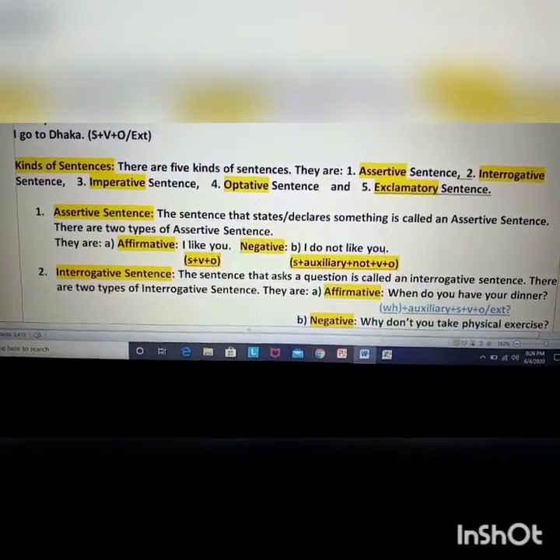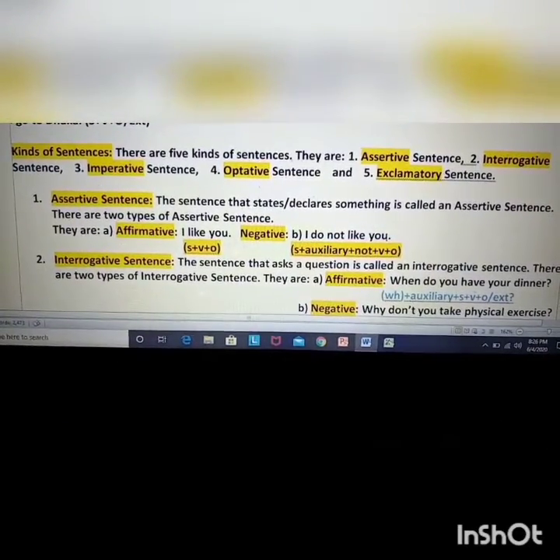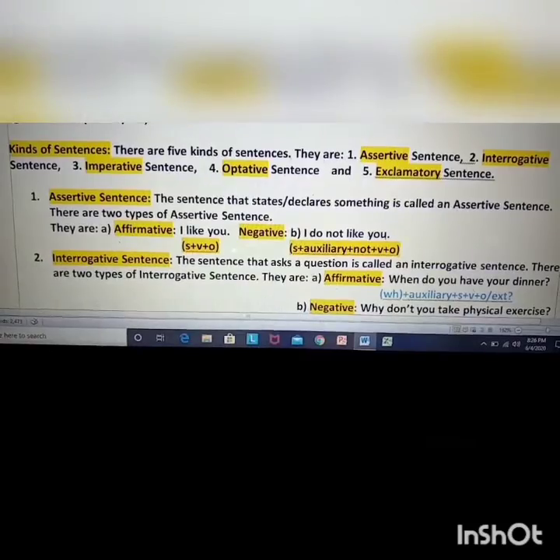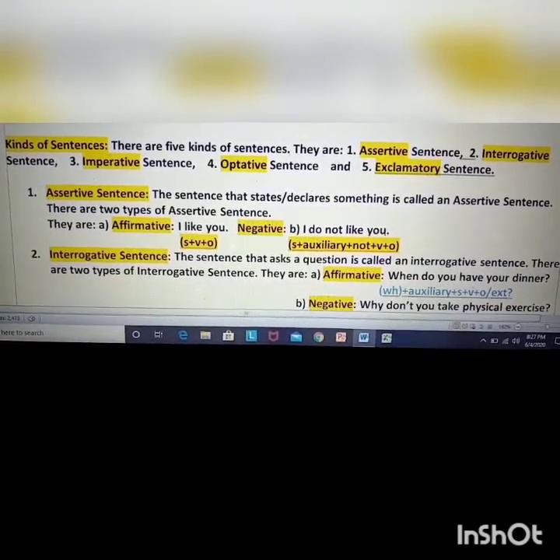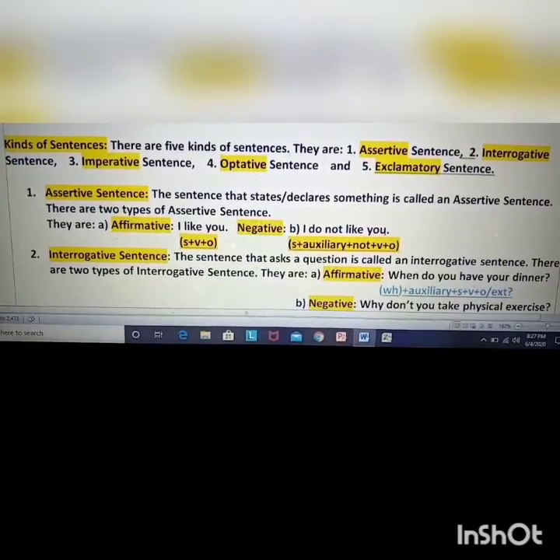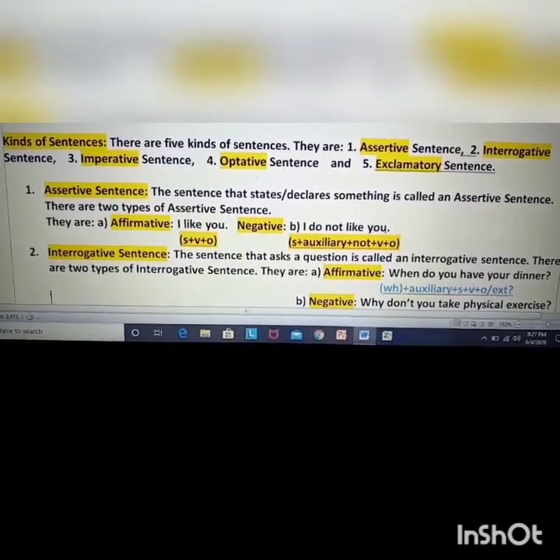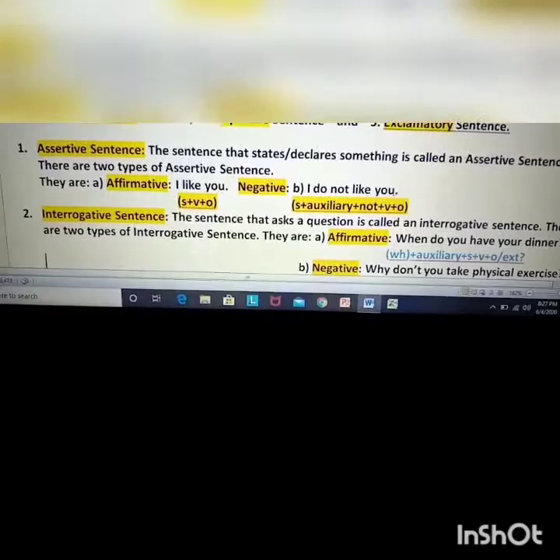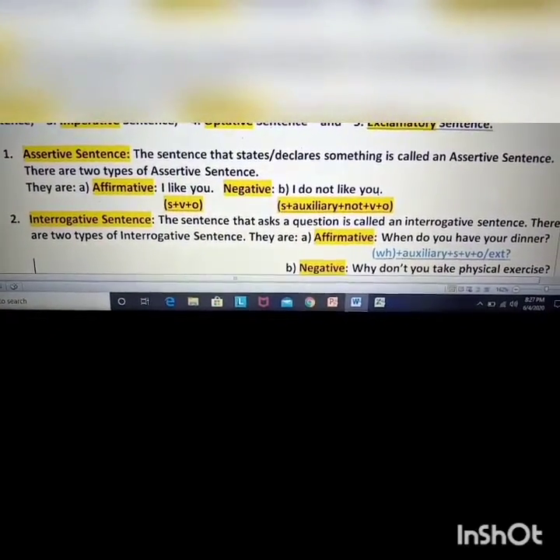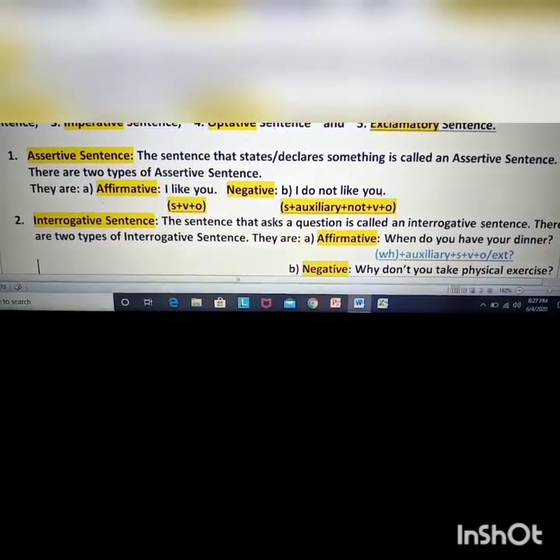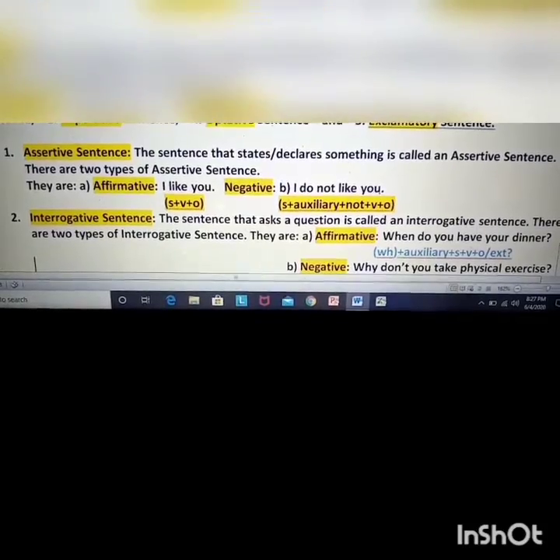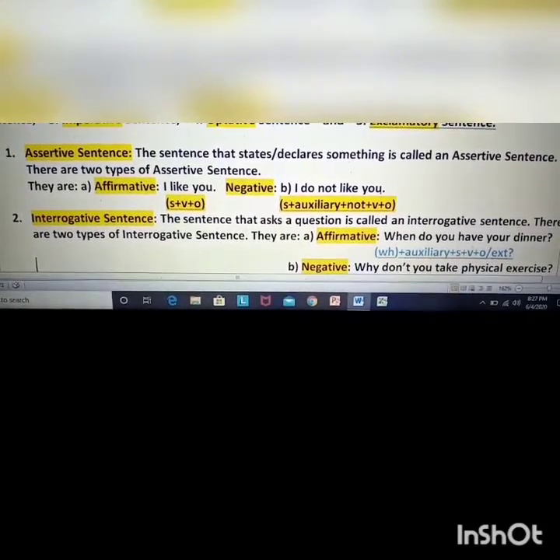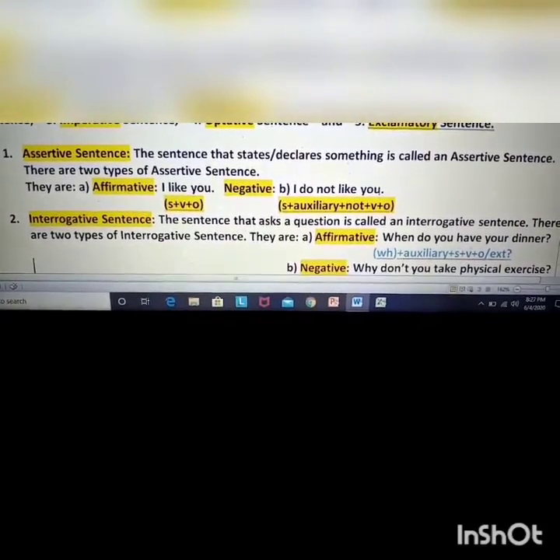Kinds of sentence. There are 5 kinds of sentences. They are assertive sentence, interrogative sentence, imperative sentence, optative sentence, and exclamatory sentence. Number 1, assertive sentence. The other name of assertive sentence is declarative sentence or statement.